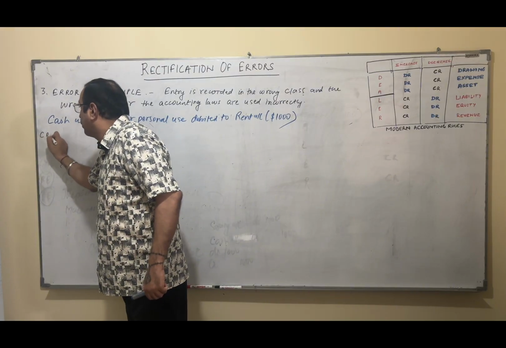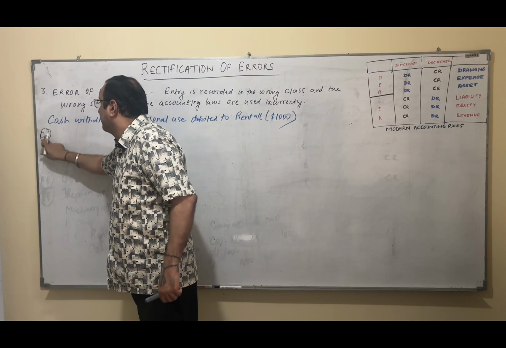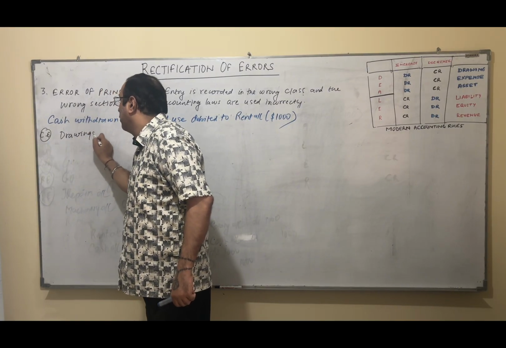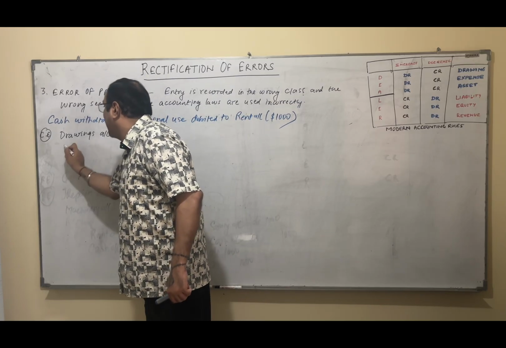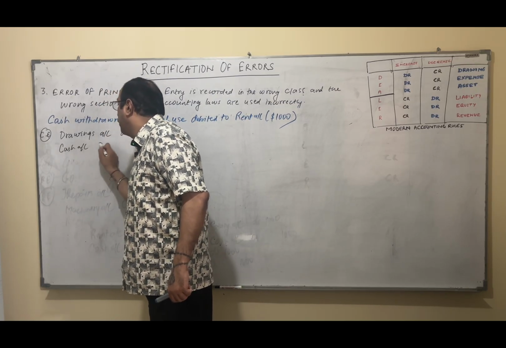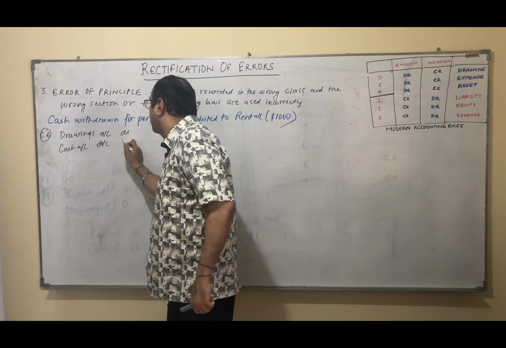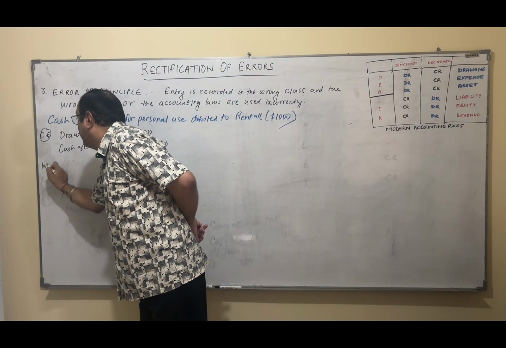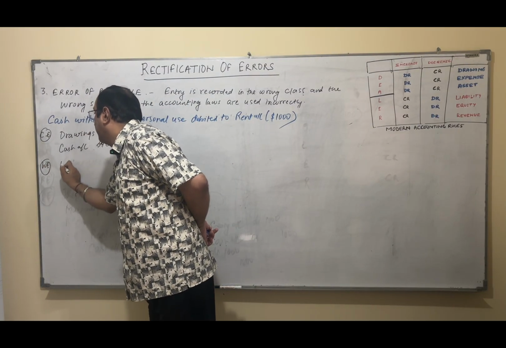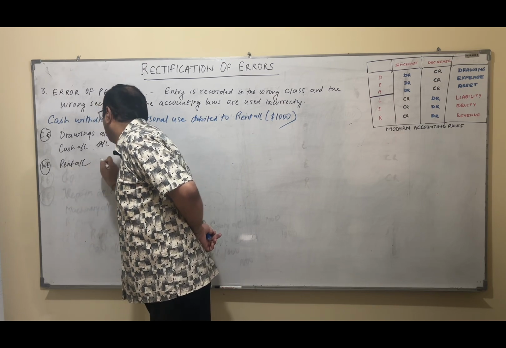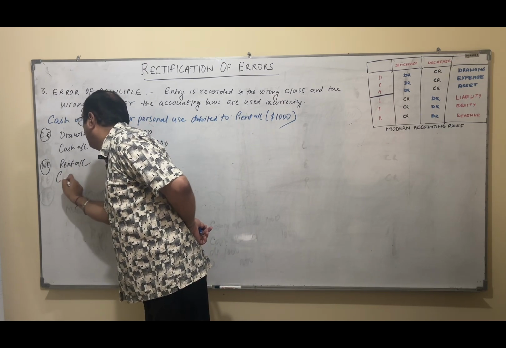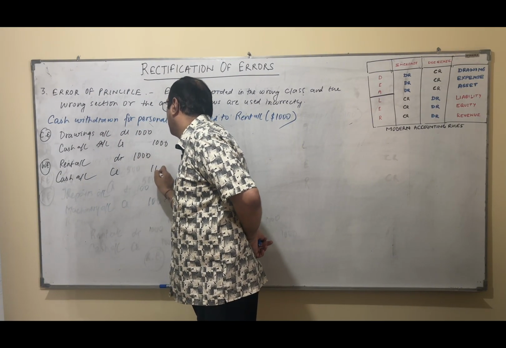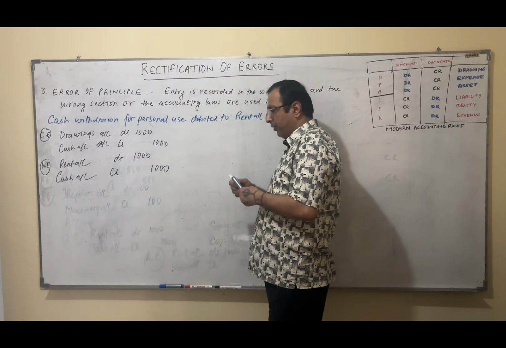So, let us see how we solve it. The correct entry which I should do is drawings increase debit, right? As per the modern laws of accounting. And cash obviously decreases whenever we take out money from business. Cash decreases, right? 1000. What mistake have we done? In place of drawings, we have debited it to rent account. No mistake in cash as usual. 1000, 1000. Now, we will rectify it.